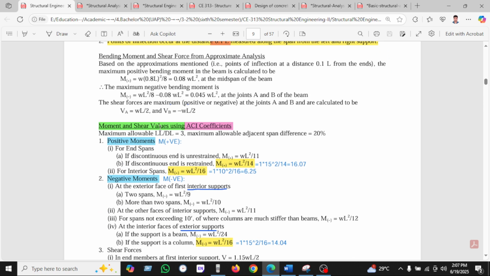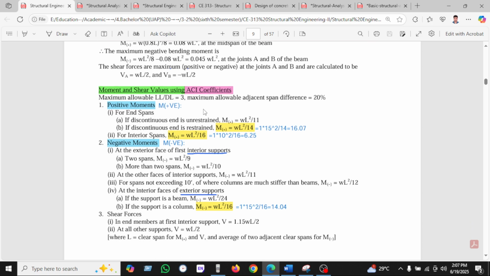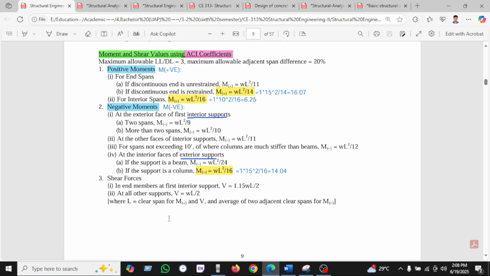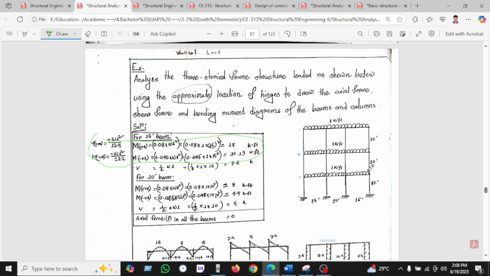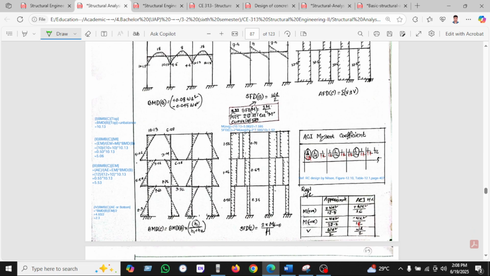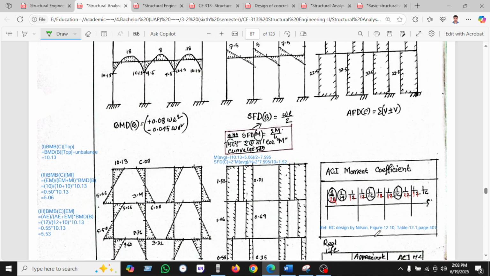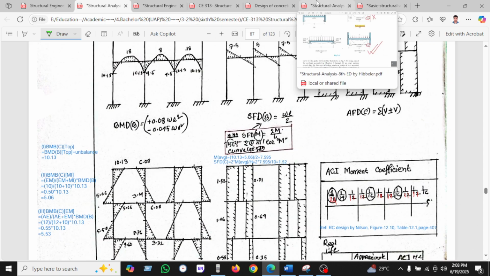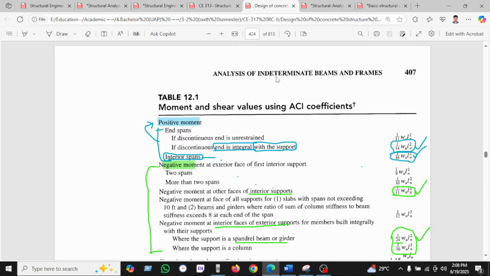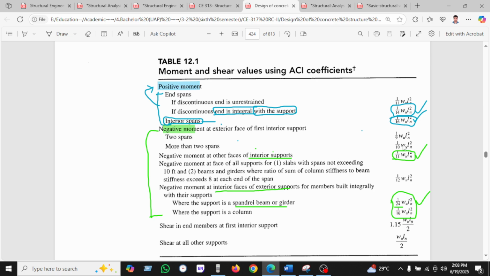Now we can see the moment shear values using the ACI coefficient method. We have seen the positive moment here. The positive moment if the end span is discontinuous is here, and interior is here. If you go to the book of Nilsson, RC Design by Nilsson, then we can clearly understand how we get this. We have been finding all this below.